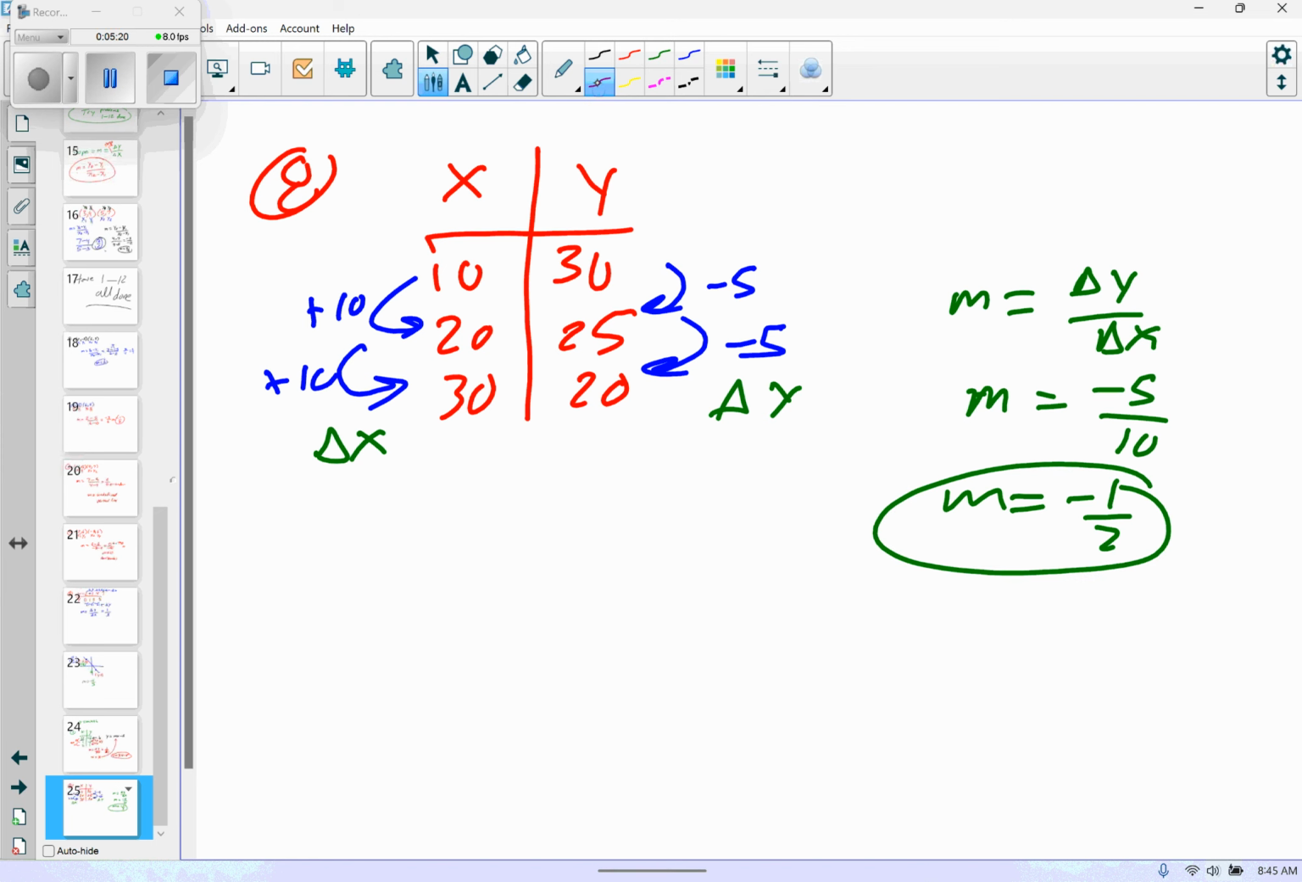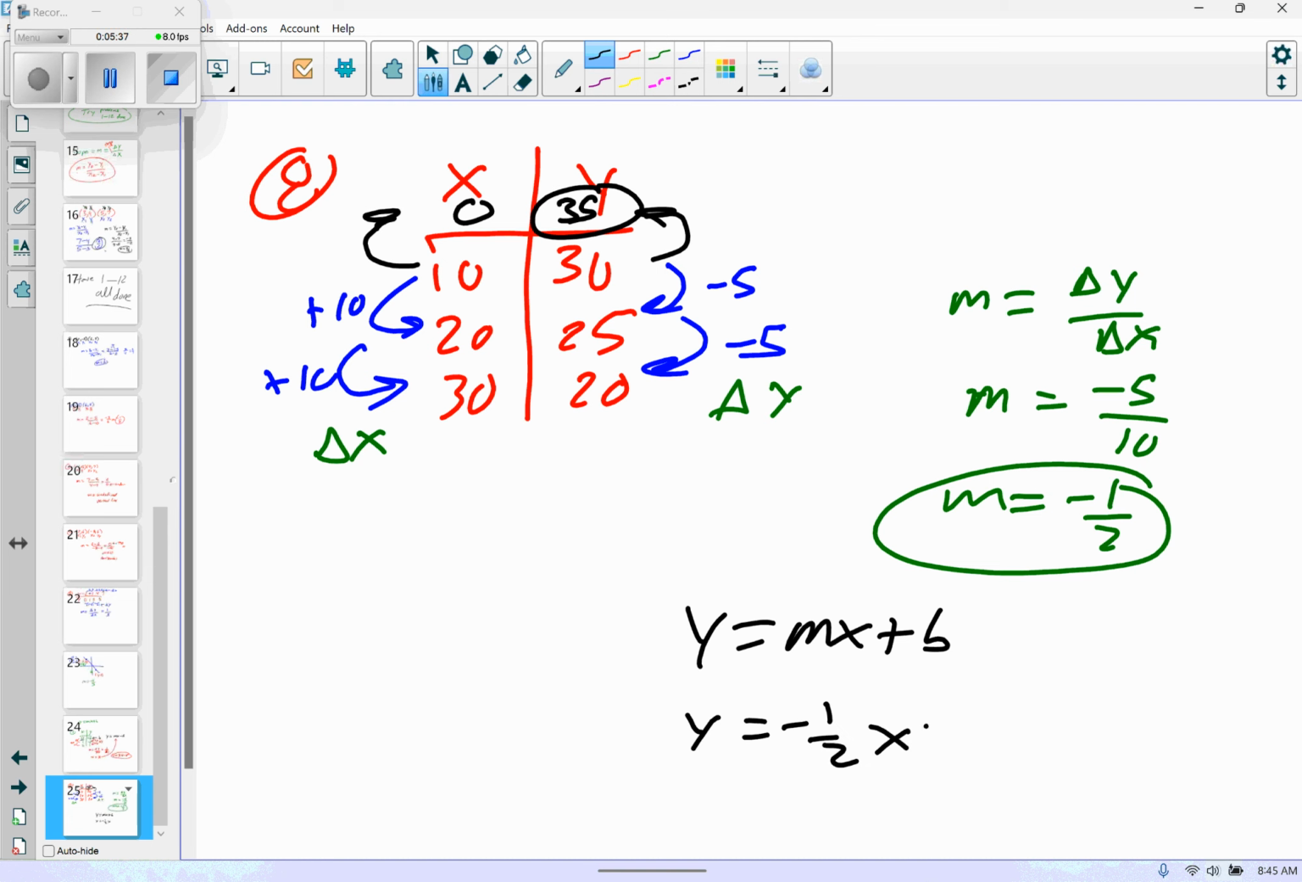And then, do I have a 0 value? Well, what if I went back this way? Do I get to 0? And the answer is yes. What if I added 5 going this way? That would take me to 35. So that's my b term. Now I can plug right into my equation. My m that I found is negative 1/2, and my b value, which is 35. That's my equation.